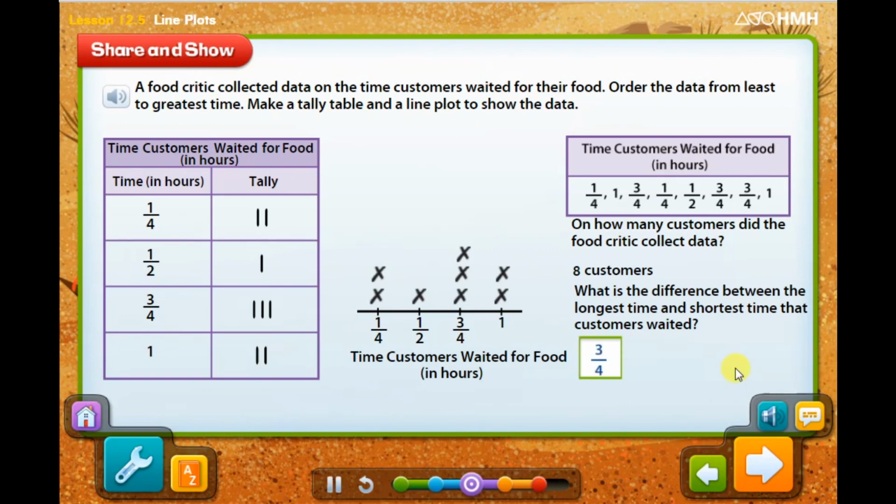That's right. The longest time customers waited was 1 hour, and the shortest time was 1/4 of an hour. The difference between 1 and 1/4 is 3/4. So the difference between the longest time and the shortest time that the customers waited is 3/4 of an hour.